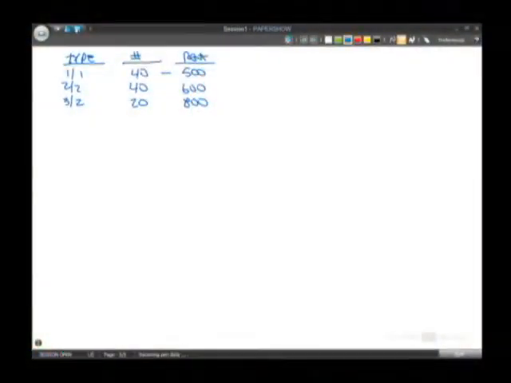Well, 40 times 500 equals $20,000 per month in income. 40 times 600 equals $24,000 per month. And 20 times 800 equals $16,000 per month.